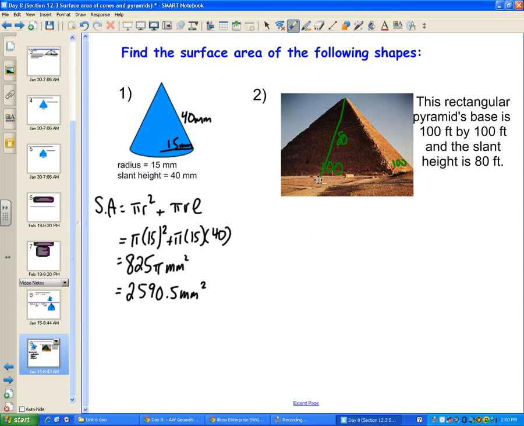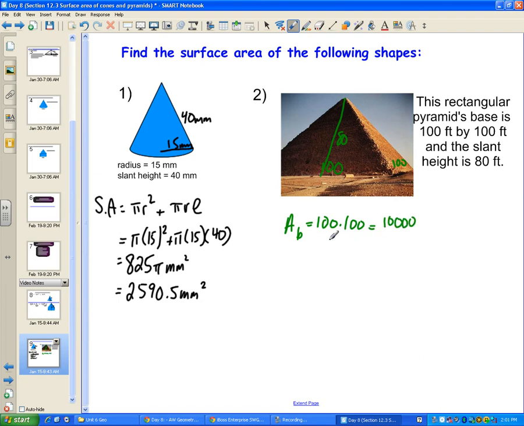Let's find the area of the base, and for this one, I don't know if we actually need the surface area of the base, because if we were going to cover it, do we really need to know it? Probably not. But we'll find it anyway, just as a practice. So the area of the base is going to be 100 times 100, which gives me 10,000, of course, a 1 with 4 zeros after it.